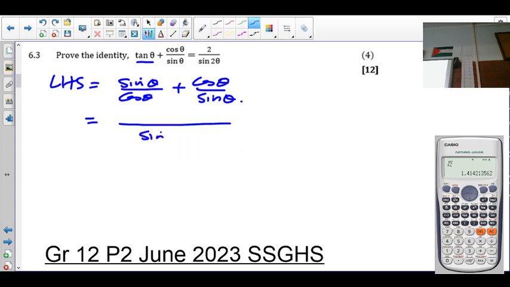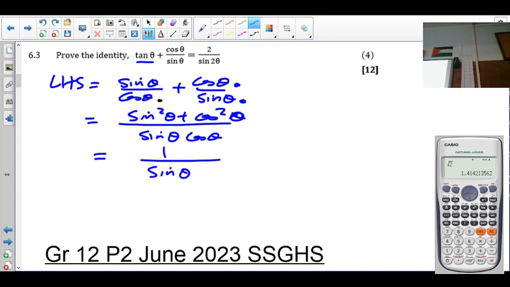So what must this be multiplied by? Sin theta. So it's going to give you sin squared theta. What must this be multiplied by? Cos theta. So cos theta times cos theta, cos squared theta. And what is sin squared theta plus cos squared theta? 1, over sin theta cos theta. But what do you notice? It's not the same. So one of two things can happen.